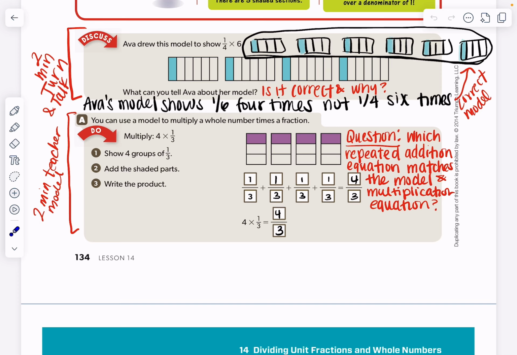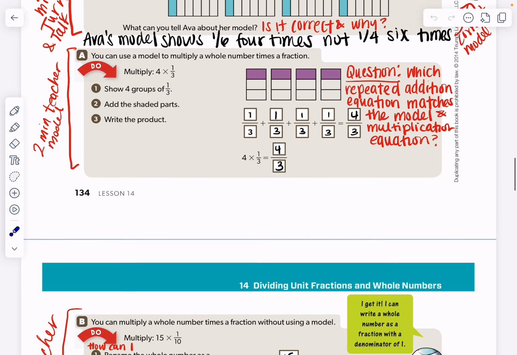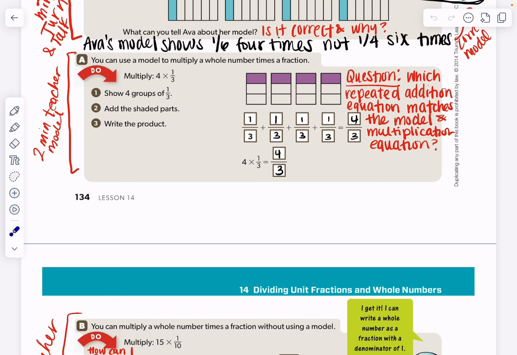So then from there, you're going to spend some time stamping the repeated addition. When we are looking at 4 times 1/3, we know that it can also be written as 1/3 4 times. Written and drawn as 1/3 4 times, right? So here's 1/3, 1 time, 2 times, 3 times, 4 times. As an addition sentence, 1/3 1 time, 2 times, 3 times, 4 times.